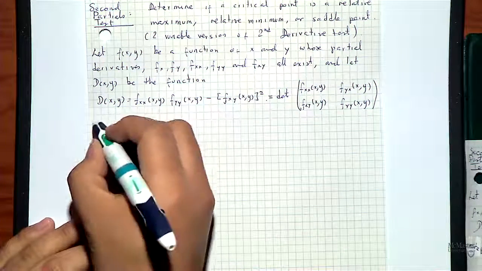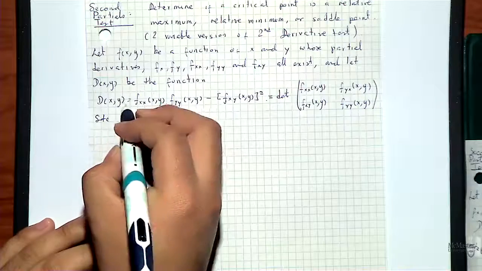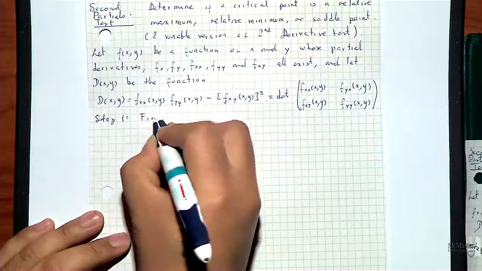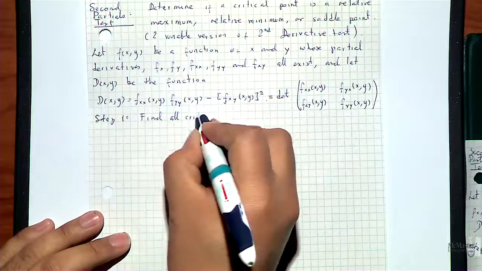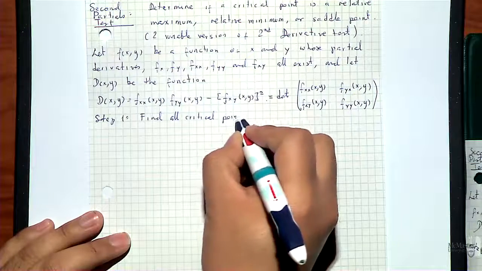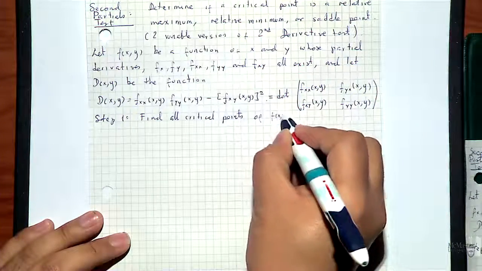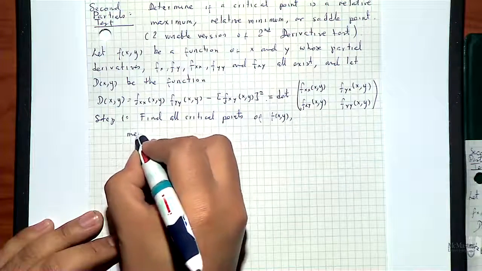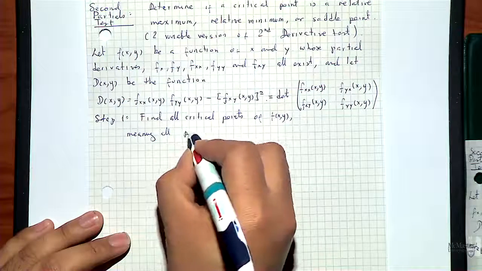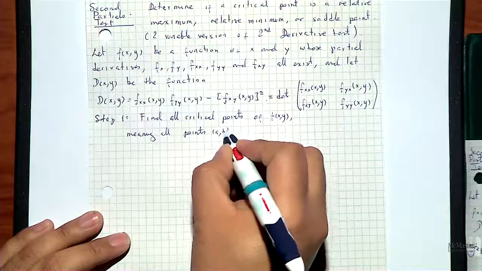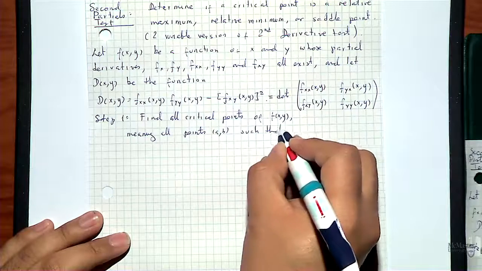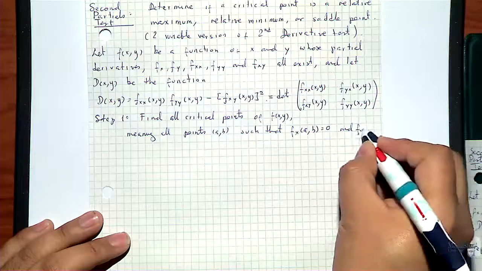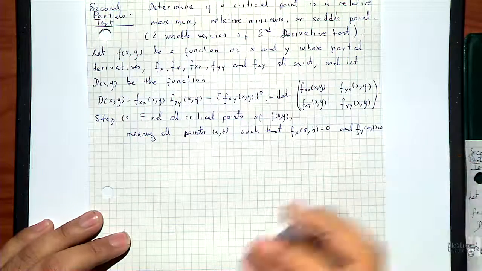So you have several steps to follow, which are related to evaluating the sign of this object. The first one is, of course, to find all the critical points of f of x y, as you did in 1D, meaning all points a, b such that the partial with respect to x at a, b is equal to 0, and also the partial with respect to y at a, b vanishes.